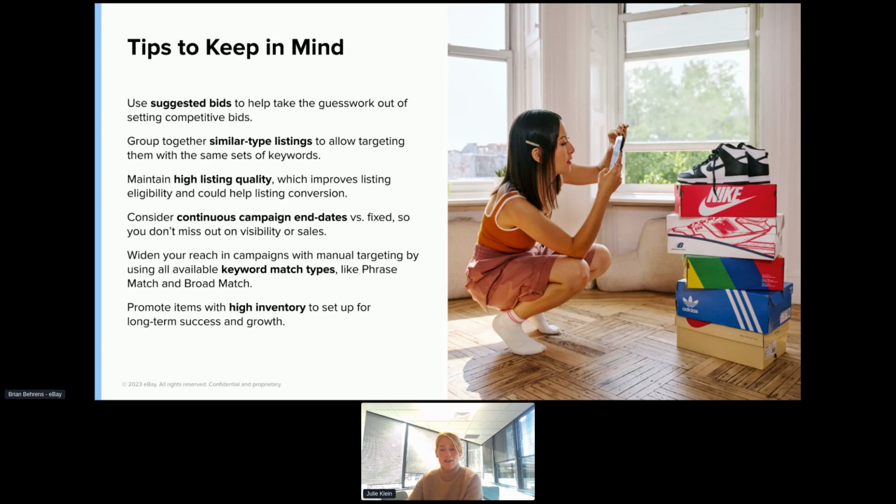You can also widen your reach in campaigns with manual targeting by using all the available keyword match types. And we see this a lot. Sometimes sellers will just start out with exact match, but they are potentially missing out on some added visibility and conversion. So we recommend using and testing out all the match types, including phrase match, as well as broad match. And promote items with high inventory to set up for that long-term success and growth.